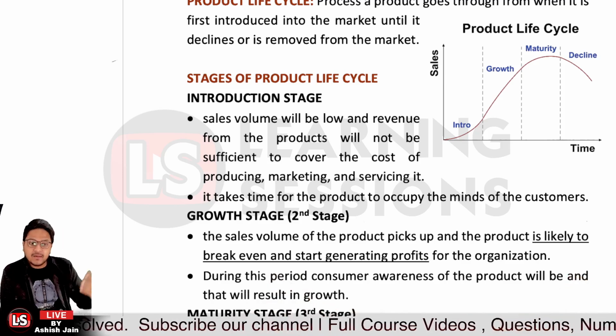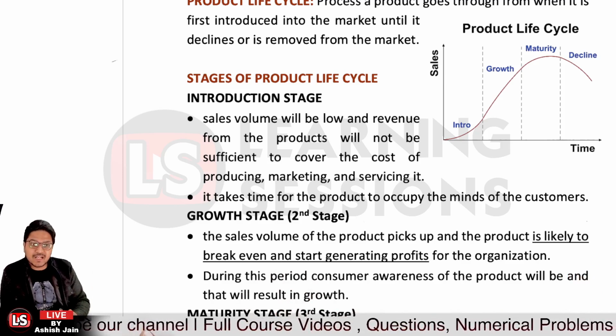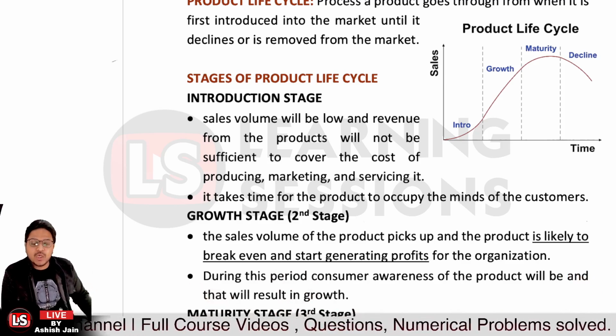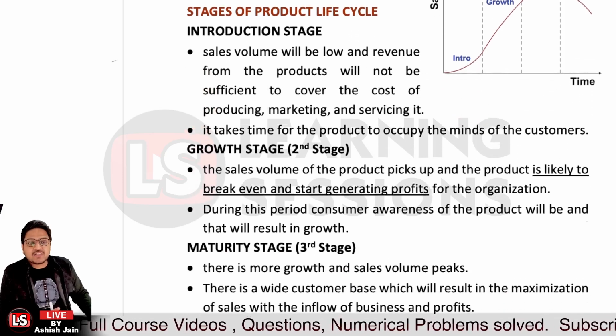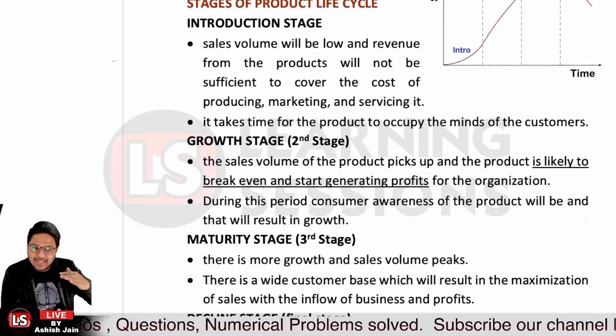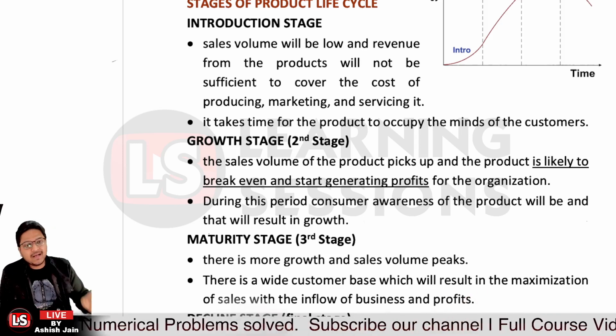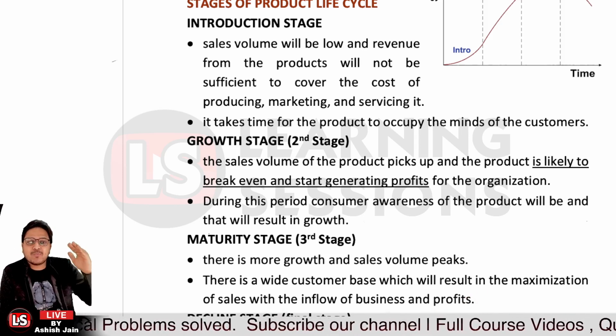And further, the product will be in the minds of the consumer. Now there are repeat customers also who are coming back to you. That's the growth stage. The third stage is the maturity stage. Now there is more growth and increased sales over there. Sales volume peaks. Peaks means the maximum is reached, the saturation point.